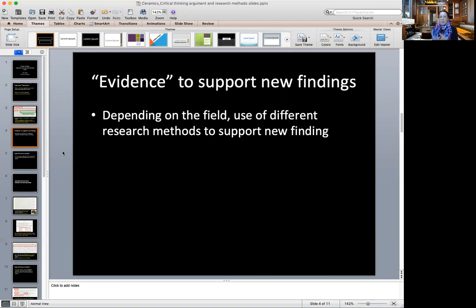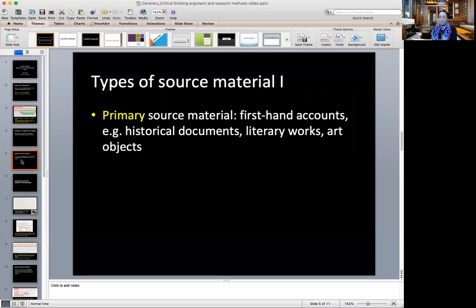pieces of evidence can be very different. Art historians would always, or most of the time, look at material objects, right? Visual objects. Historians might look at historical documents, right? A literature scholar might look at a poem or a prose text, right? And so there are different types of sources, different types of research methods that can be used to support a new finding. And there are two types of source material, primary and secondary.